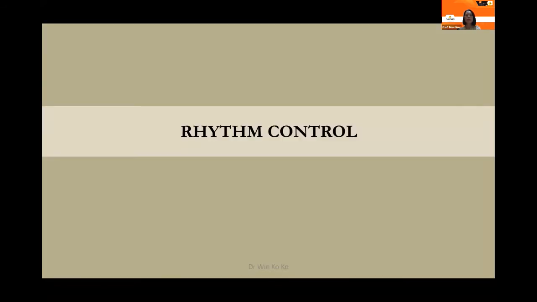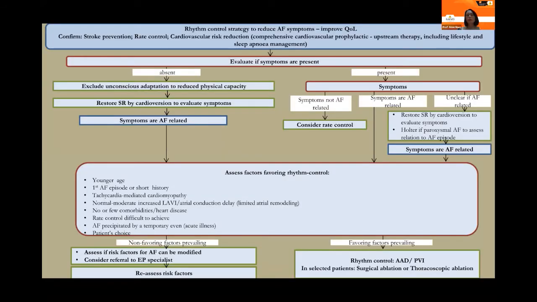So I'm going to talk about the rhythm control approach. The main strategy for the rhythm control is to reduce the AF-related symptoms and improve the quality of life. Before starting the rhythm control strategy, you need to make sure that stroke prevention is confirmed, the rate control is optimal, and the detection of the cardiovascular risk factors and comorbidity should be performed perfectly.